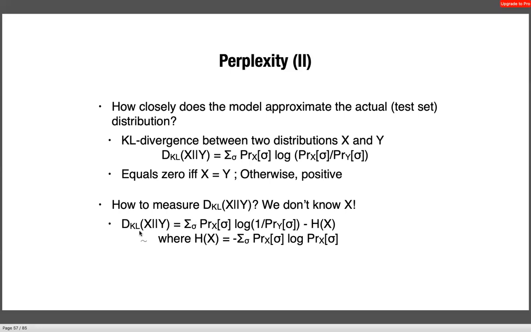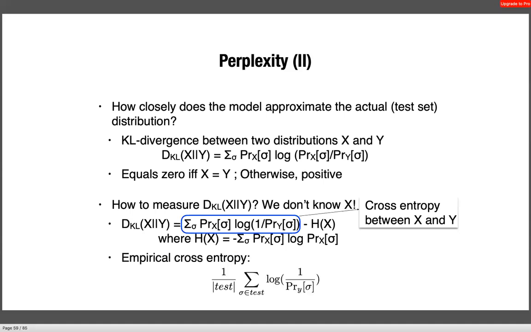Let's rewrite the KL divergence measure as the cross entropy between X and Y, which is defined by this first term, minus the entropy of X. Here only the first term deals with both X and Y. Once you fix X, the second term is going to be the same. So let's now only focus on this first term, which is the cross entropy between X and Y. Again, we don't know X, the true distribution. So you can imagine approximating the cross entropy between X and Y with this empirical cross entropy.